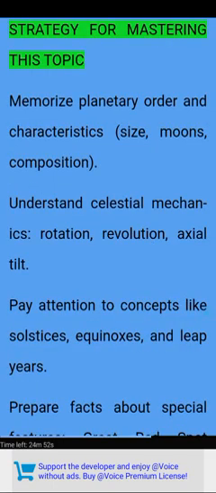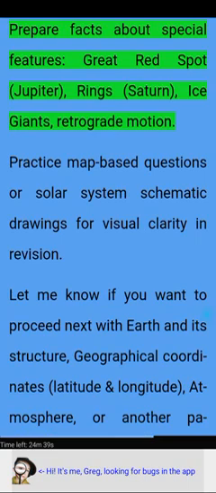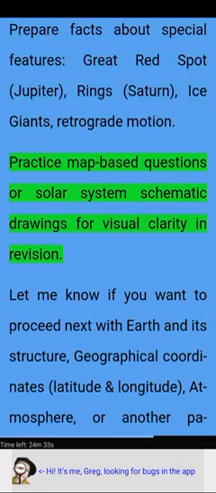Strategy for mastering this topic. Memorize planetary order and characteristics: size, moons, composition. Understand celestial mechanics: rotation, revolution, axial tilt. Pay attention to concepts like solstices, equinoxes, and leap years. Prepare facts about special features: Great Red Spot on Jupiter, rings of Saturn, ice giants, retrograde motion. Practice map-based questions or solar system schematic drawings for visual clarity in revision.